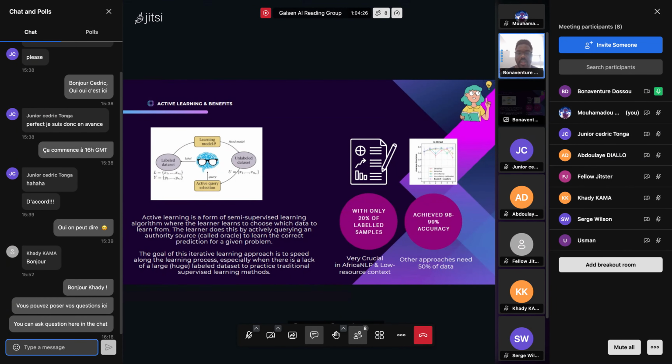As I said, there have been very few studies in active learning for NLP, and some of them have highlighted the fact that we could actually achieve high accuracy, around 98, 99 percent, while requiring only 20% of the initial labeled data set. And this is very interesting and very crucial in the context of African NLP, but more generally in the context of low resource languages. It can be expanded to any other language. Whereas if we compare to traditional methods, we need at least 50% of the labeled data, for instance.